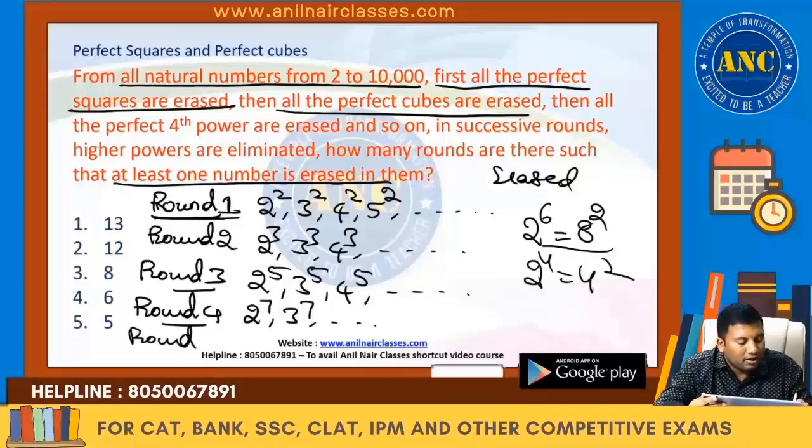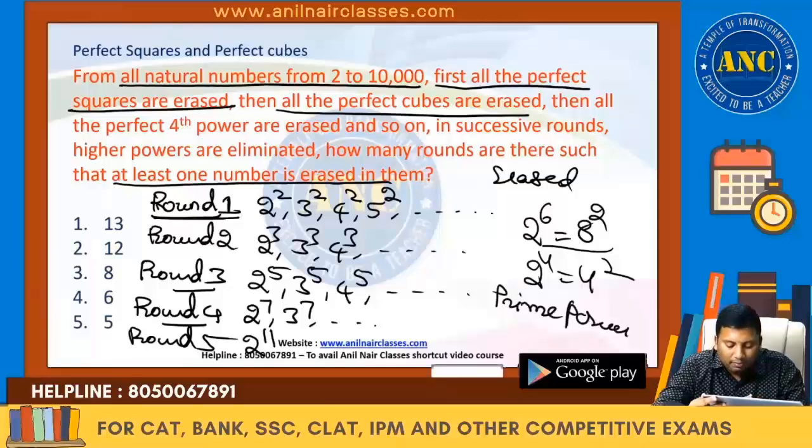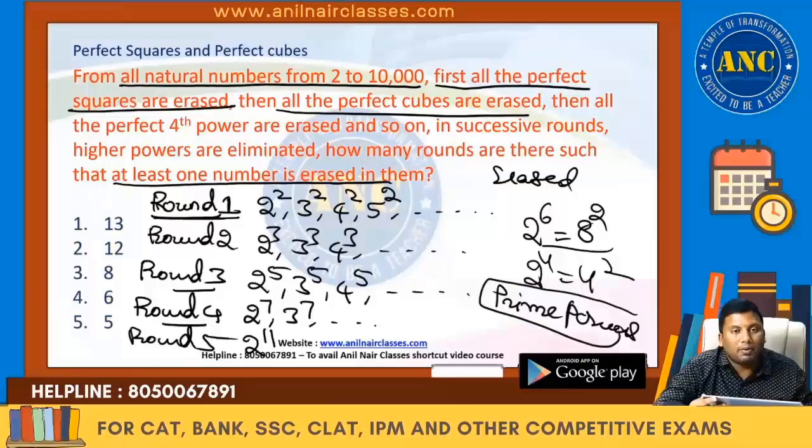Round 5. 8th power I cannot do. 8th is nothing but 2 power 4 whole square, that is 2 power 4 power 2. 8 comes in 2. 9 comes in 3. 10 comes in 5. 11 will not come. So only the prime powers I am eliminating. I hope the logic is clear. Prime powers I am eliminating.